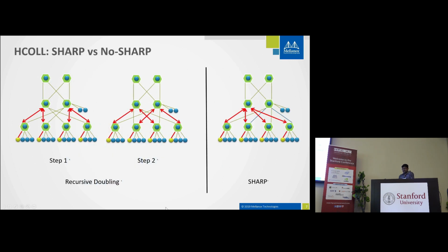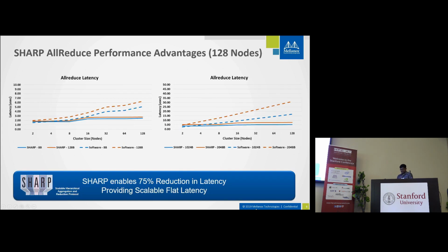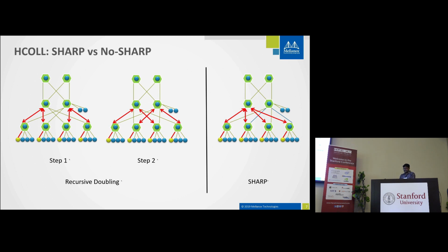So for example, if I compare SHARP versus no SHARP, take recursive doubling in the reduction phase. In the first step, the blue nodes are shared memory ranks, and only one rank from each node is participating in the network. So you first do an in-node reduction, then a node leader from each node participates in the all reduce. Once the final data is there, you distribute the data within the node.